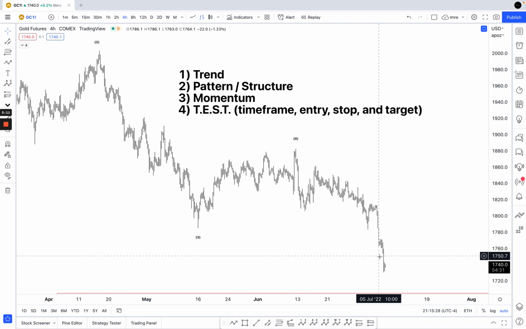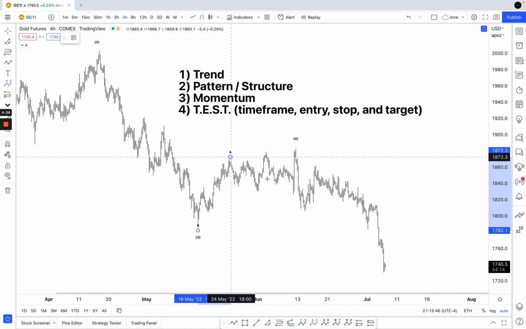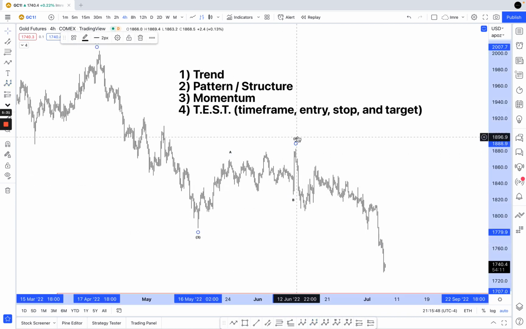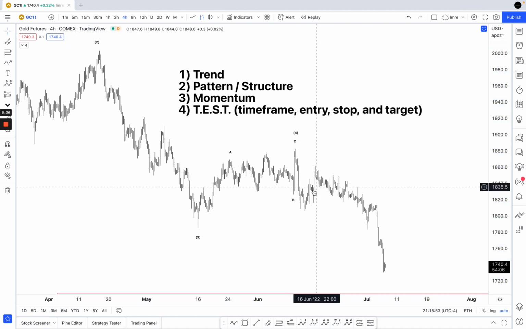Question number 2, what is the pattern or structure? Well, this 4th wave has taken the shape of a zigzag. Zigzags are what Elliotticians call a 5-3-5 pattern, all right? And we label a zigzag using letters ABC. This is not going to be a video teaching the zigzag pattern, so I'm just going to go ahead and label the zigzag. So wave A took the form of a standard 5-wave impulse. Wave B took the shape of a flat. Wave C took the shape of a standard 5-wave impulse. Okay, cool. So the next question is, what is the momentum signature?